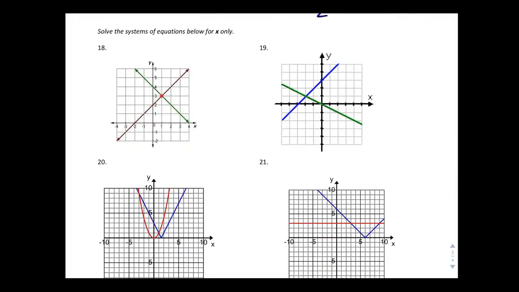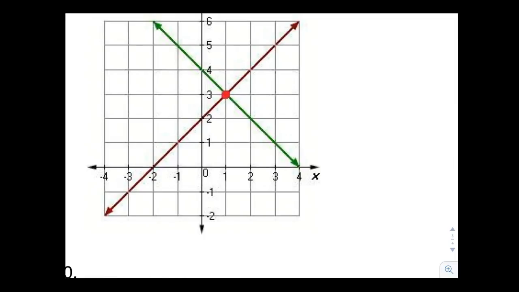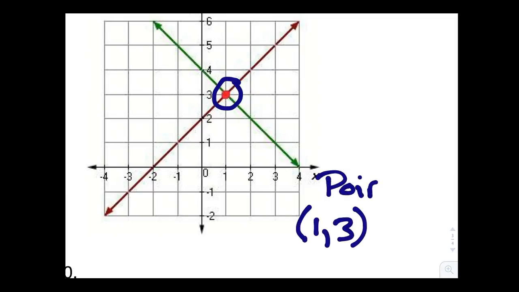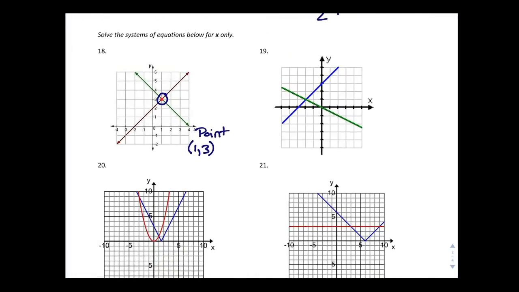Okay. These ones, you're looking for solutions. The solutions are where they overlap. In this case, it is 1, 3. This is a point. Please know that we are looking for a point, so I am looking for it to be in parentheses. Okay.